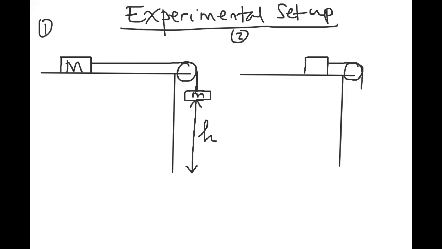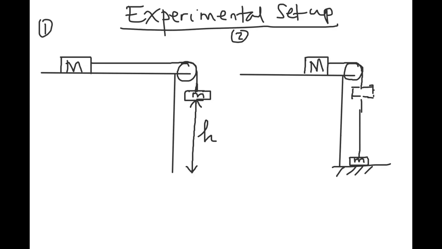So this will be the initial position of the mass. Then it will fall down all the way to the ground. So this is where the mass will be upon falling, and this is where the bigger mass will be upon falling. Let's be careful here.